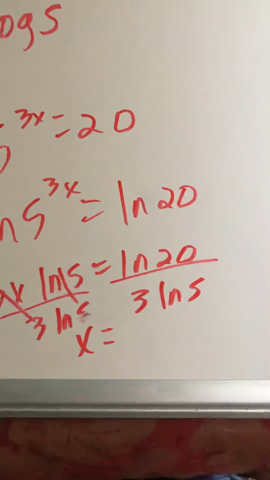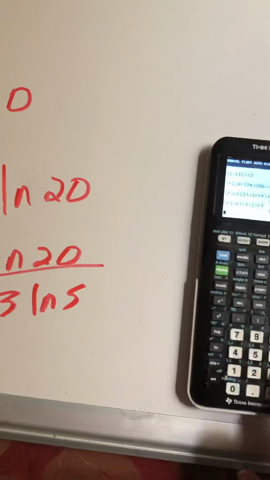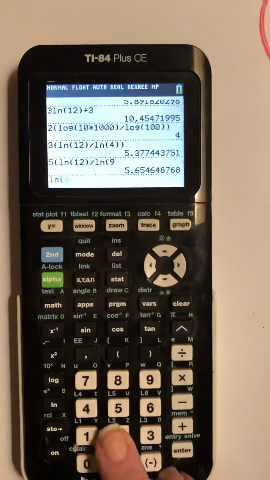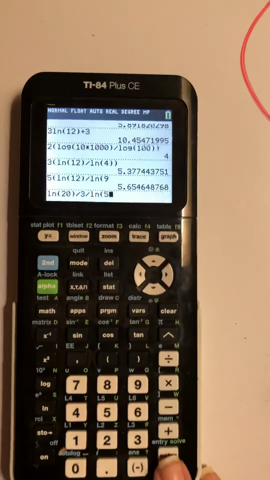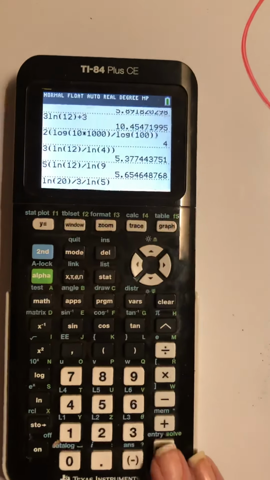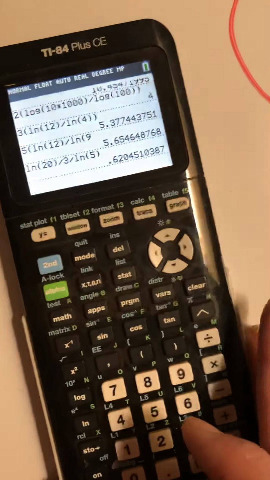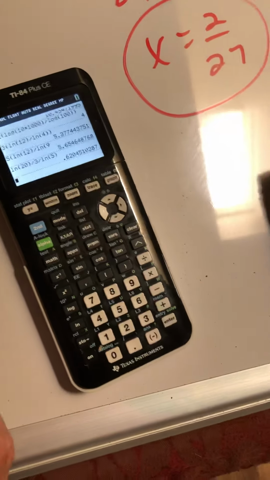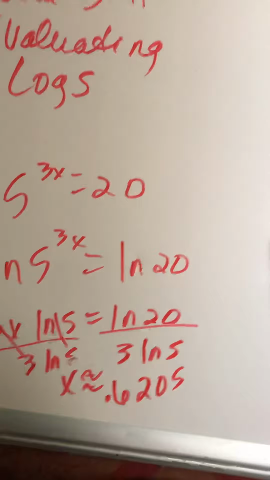So then when you're plugging that into your calculator, just make sure that you do natural log of 20, and then you want to divide by 3, and you want to divide by the natural log of 5. You want to divide by both of those because they're both in the denominator, so we've got to divide by both of them. And that's about 0.6205. So that's the way that works when they don't match.